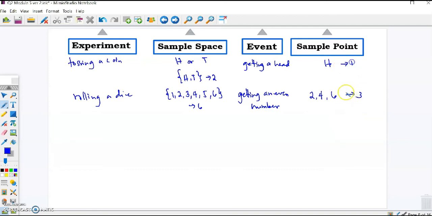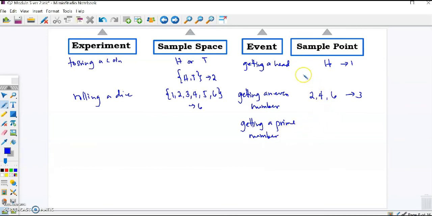There is only 1 item in our sample points in the first case. So is this clear? Let's have another one. Same experiment, rolling a die, same sample space of course, but this time let's have getting a prime number. Take note that a prime number is a number whose factors are 1 and itself, but 1 is neither prime nor composite. So therefore, what are the sample points?